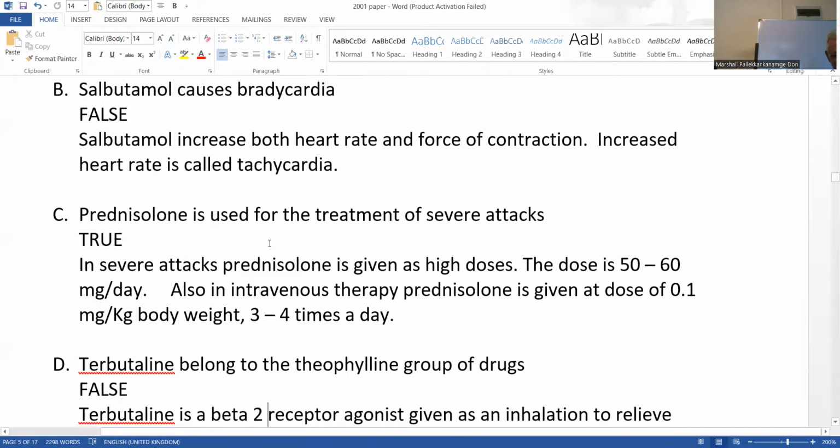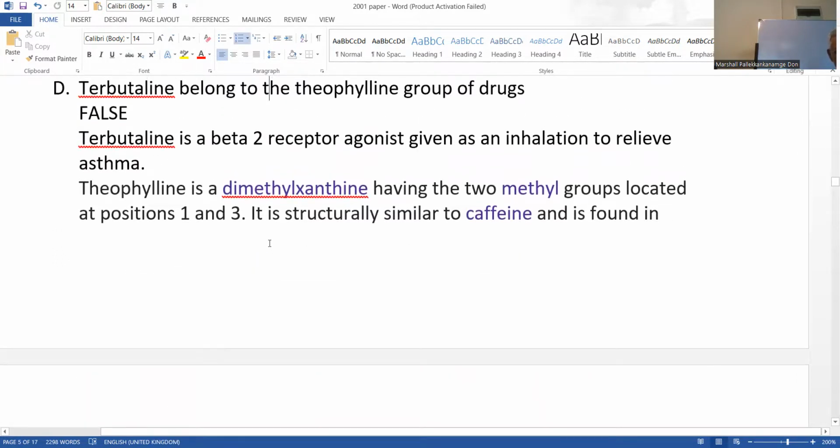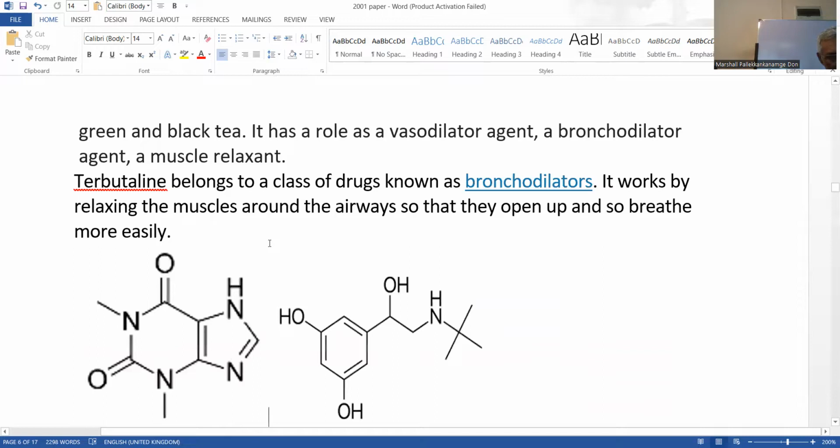Then terbutaline belongs to the theophylline group of drugs. That is false. Theophylline is a dimethylxanthine. I think the structure is given below. Theophylline is close to caffeine structure. It is like caffeine, same structure. This is theophylline and this is terbutaline.